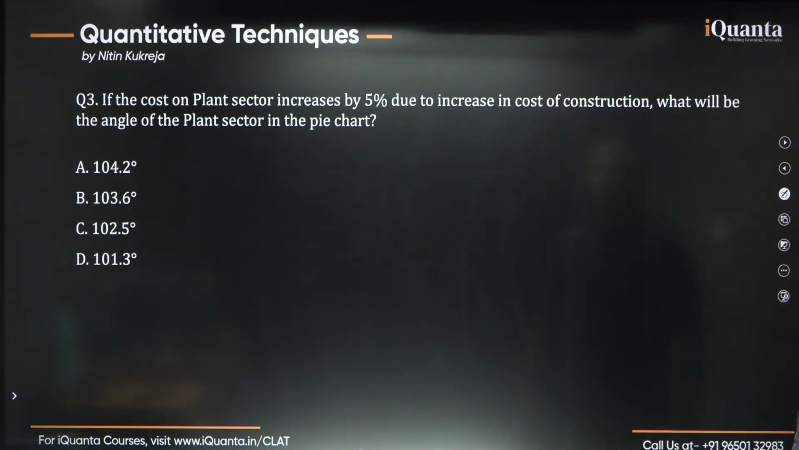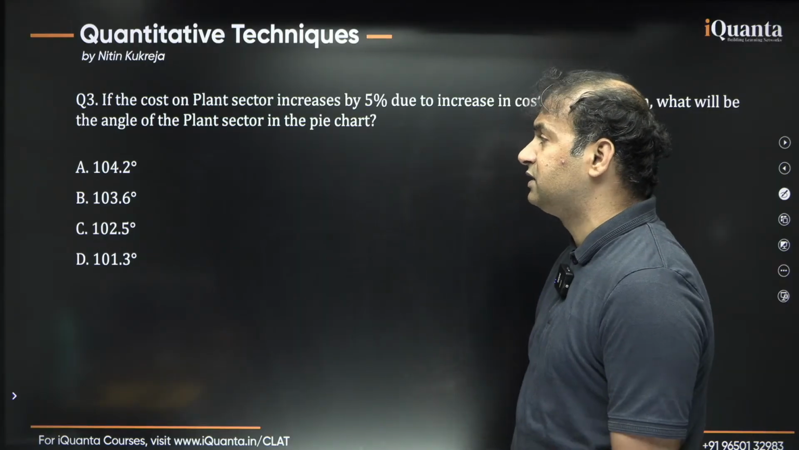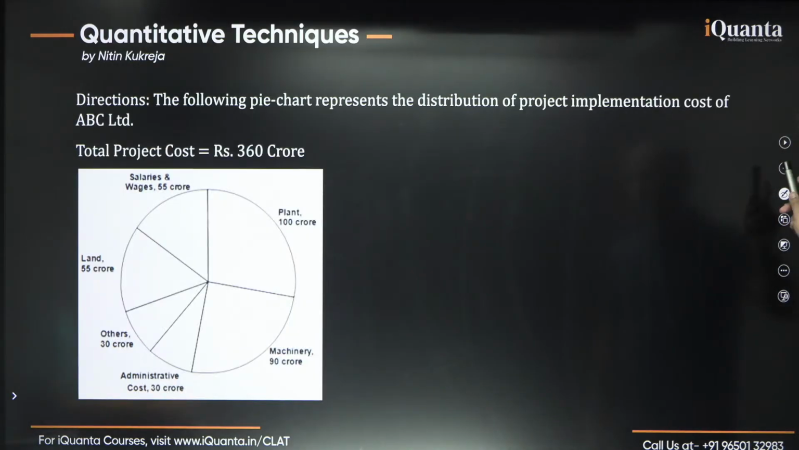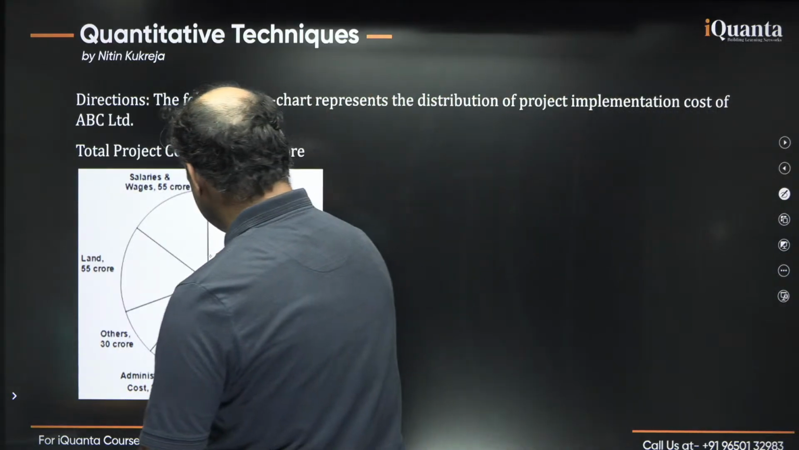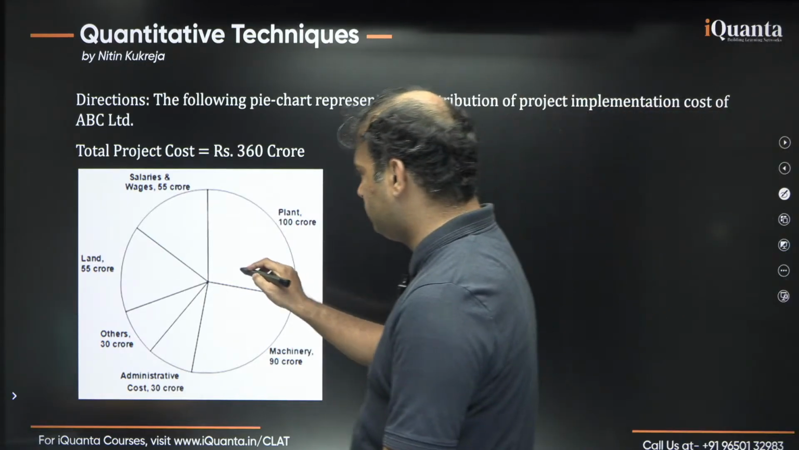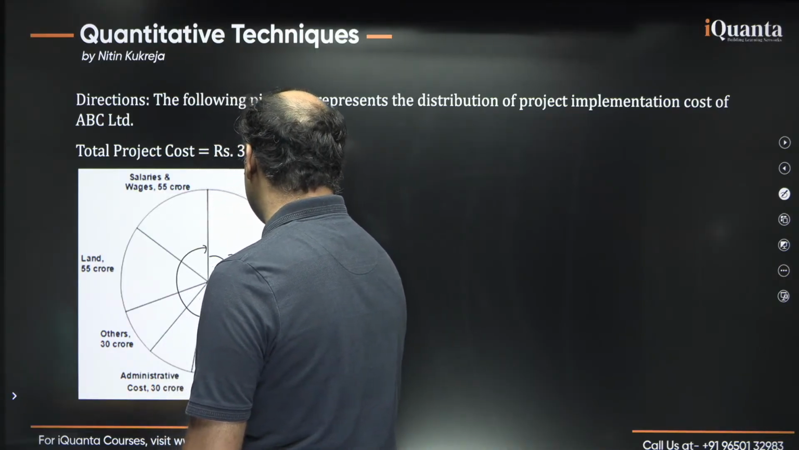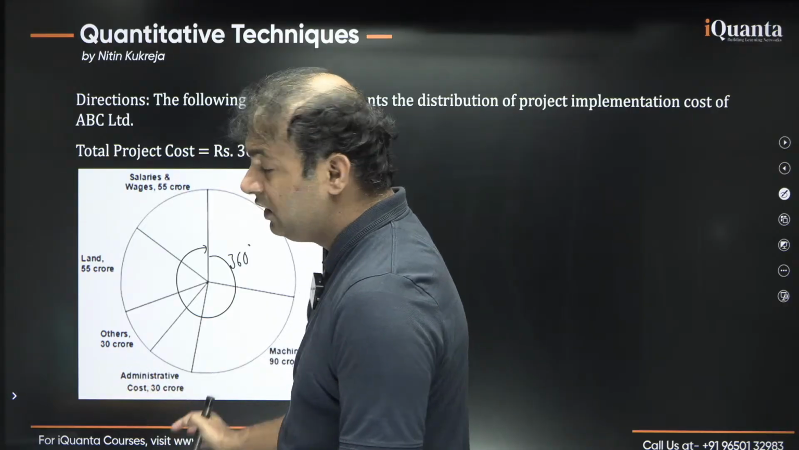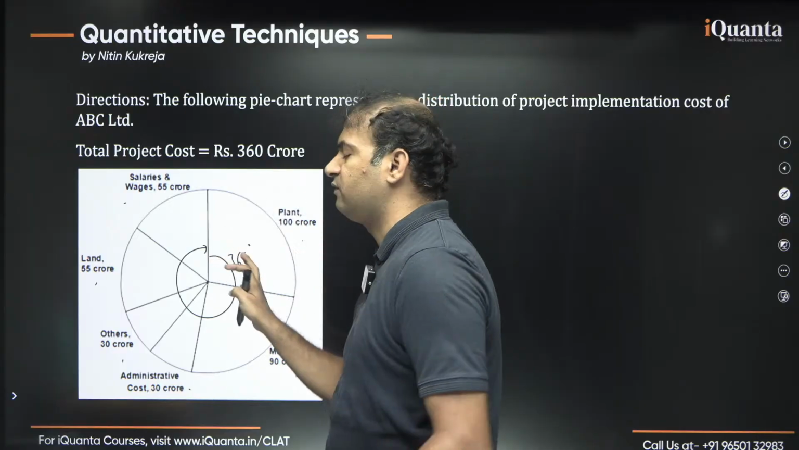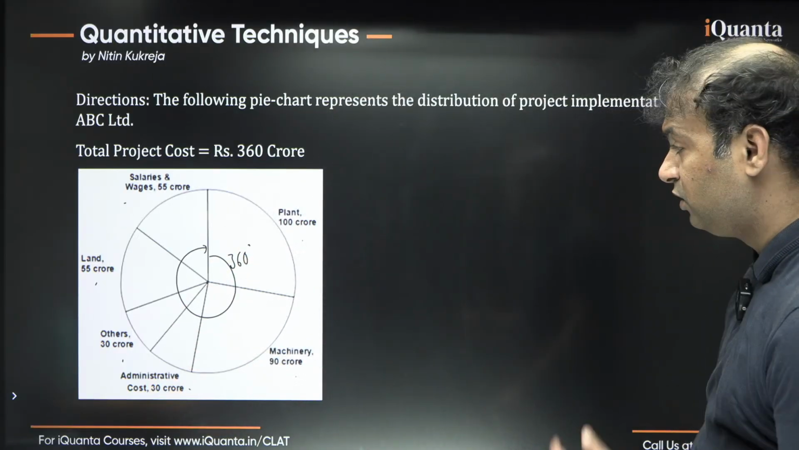All right. So, only the plant sector is increasing by 5% and we need to find the angle of the plant sector. I really hope you all know the meaning of the angle, right? See guys, the sum of all the angles is equal to 360 degrees. So with the help of this, we can find the individual angles as well by using the individual cost and the total cost of the project. We can find the angle of each sector, right?